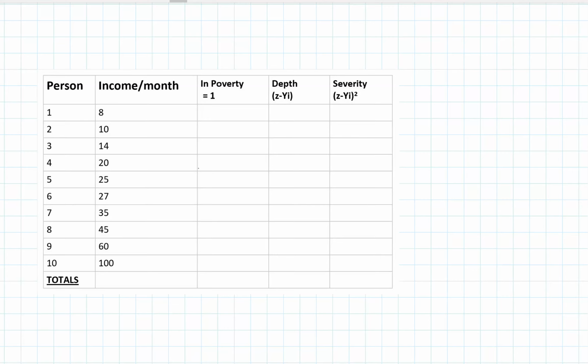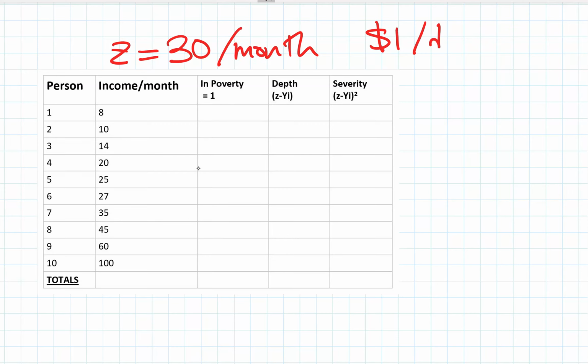So we have some data on people. Just to make it simple, we have 10 people. We could have more. It's not realistic that we only have 10 people. The first thing we need to decide is, well, we need to know our poverty line. It's not written here, so let me write it at the top. Our poverty line, Z, is 30 per month. So we're saying our poverty line is $1 a day. And you can look in the textbook. There's definitely problems with this $1 a day line, but I'm just using it as an example.